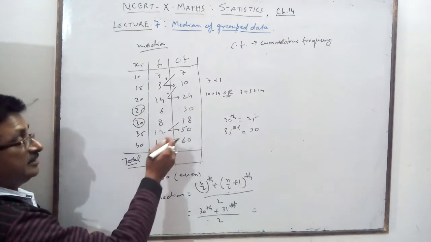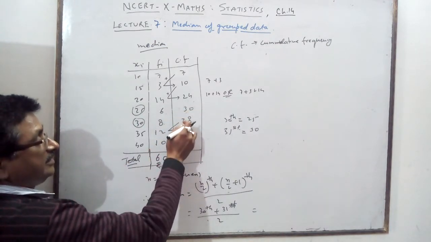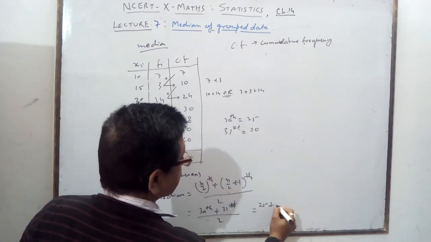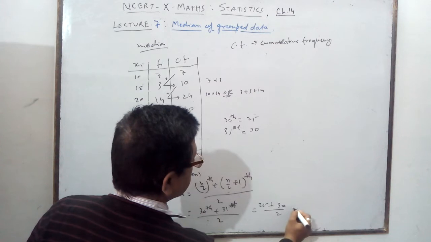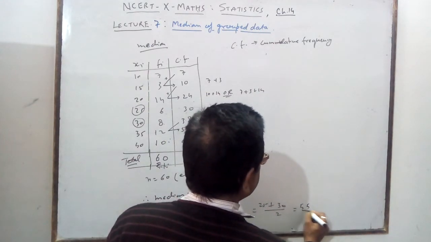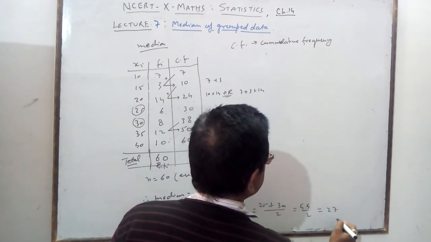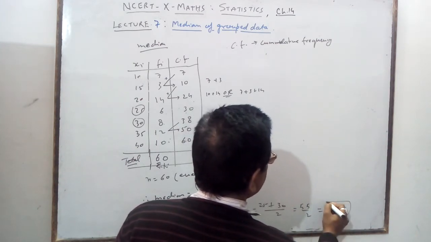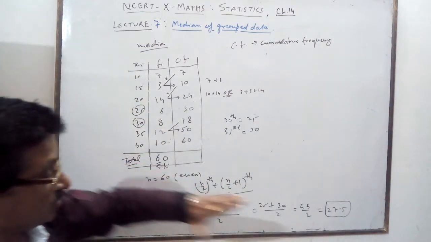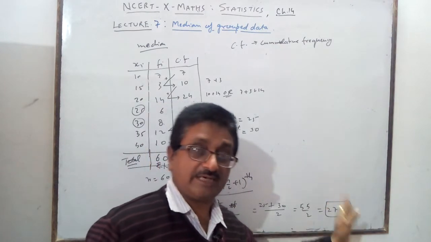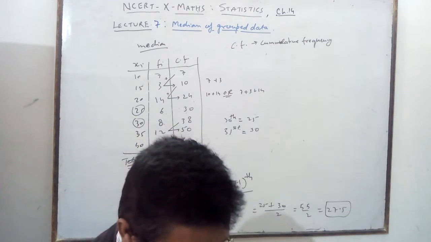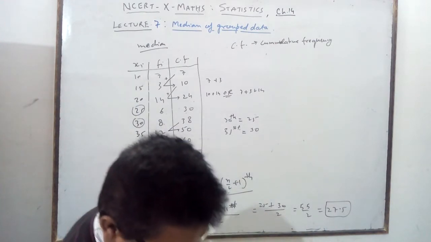Sometimes you will get the same value. What will you write here? 25 plus 30 divided by 2, which is 55 divided by 2, that is 27.5. 27.5 is the median. Half, 30 students, are before 27.5 and 30 students after 27.5. It is called the very simple cumulative frequency that you will find out.